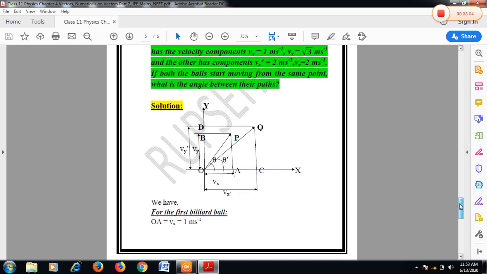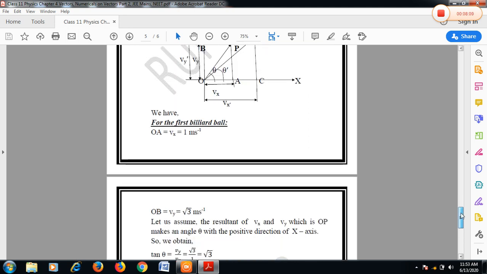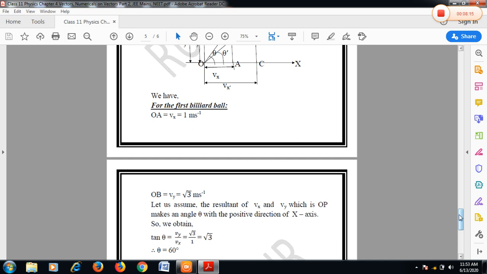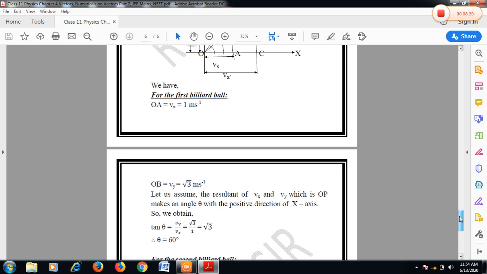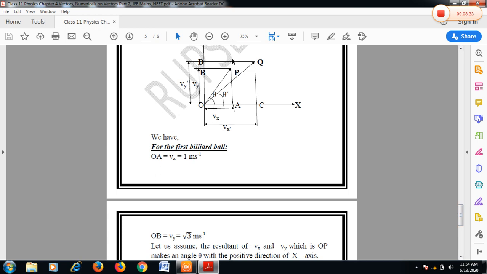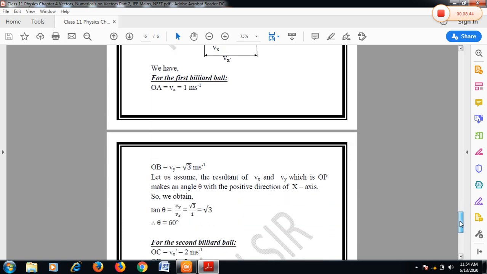For the first billiard ball, OA equals Vx equals 1 meter per second and OB equals Vy equals root 3 meter per second. Let us assume the resultant of Vx and Vy, which is OP, makes an angle theta with the positive direction of the x-axis. So tan theta equals Vy by Vx equals root 3 divided by 1 equals root 3, which gives theta equals 60 degrees. So the velocity of billiard ball 1 makes an angle of 60 degrees with the positive x-axis.